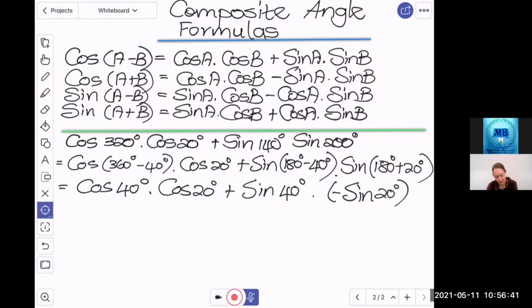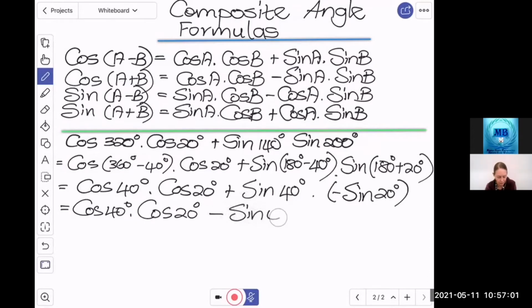Now, we just need to write this in a proper way to make more sense. So the first part we will keep as it is, the cosine of 40 times cosine of 20 degrees. And now basically, because we have a positive times a negative, which gives us a negative, we will have a negative here. And then we will have the sine of 40 degrees and the sine of 20 degrees. And now we can see that this looks similar to one of these formulas of composite angles. So if we have a look here, we have cosine and cosine, negative and a sine and a sine. So we are going to be using either this one or this one.